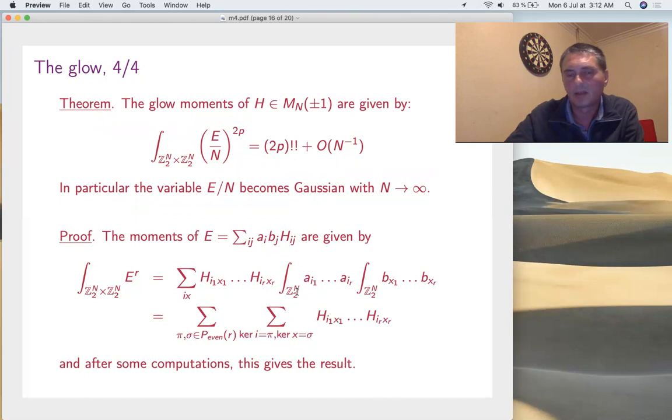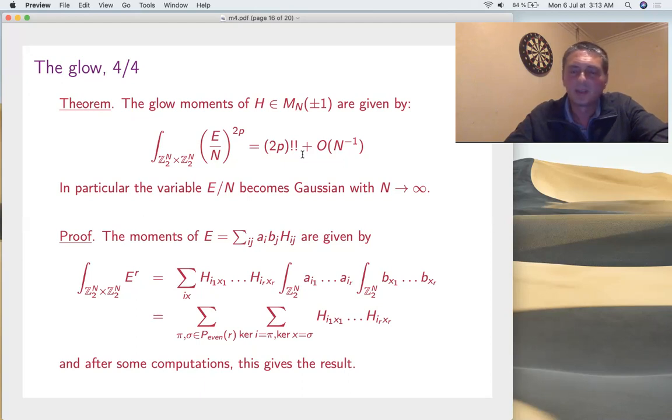The integrals over Z to the n correspond somehow to partitions with even blocks. So we get something like this. Then with combinatorics, like the Möbius formula, something like that, you get to (2p) double factorial at order 0 and then other terms. And (2p) double factorial means Gaussian. These are the moments of the Gaussian law.